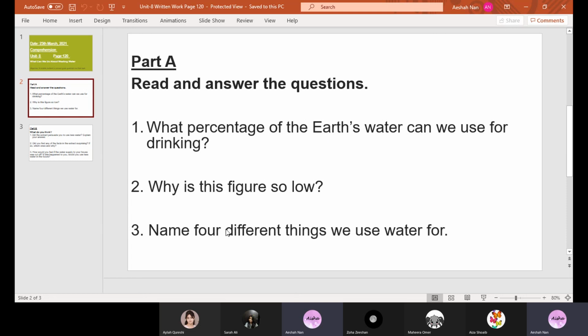And then another question is, are you paying attention? Yes, teacher. Okay, another question is, why is this figure so low? Figure refers to 4%. Why do you think only 4% is so low? You can write this figure is low because most of the Earth's water is, yes, tell me, salty. Very good, yes. So now can you do it by yourself? Yes, Zoha? Yes. All right.